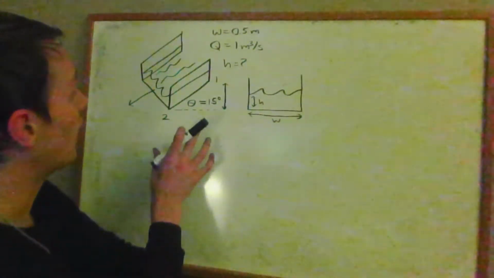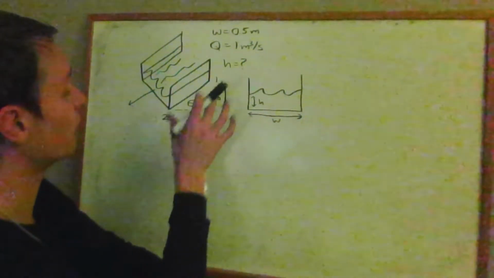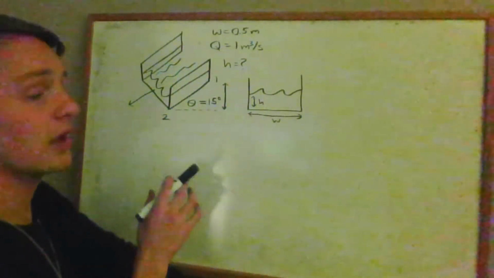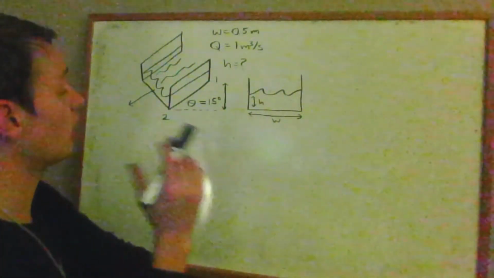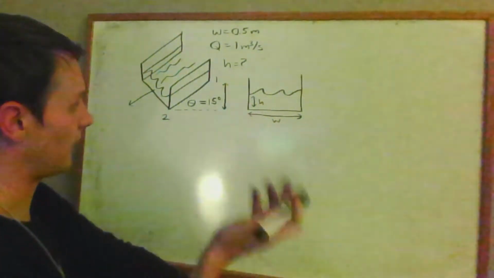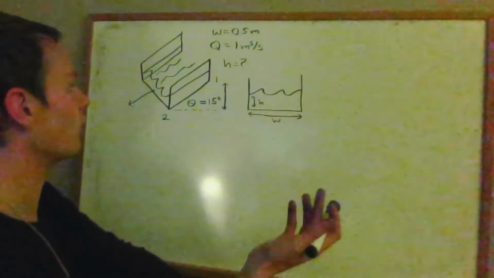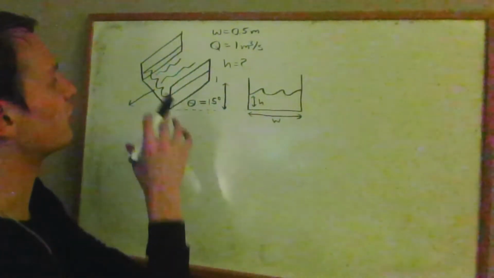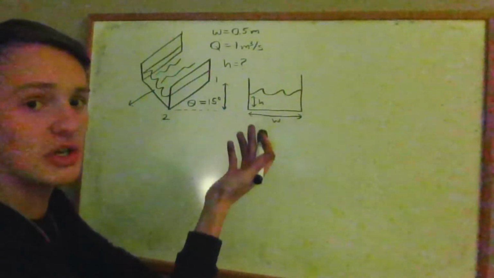On the board, I've drawn a rectangular channel in which fluid is flowing down through the channel at a volumetric flow rate Q. We're given the width, and we are also told that the channel is sloped with an angle theta with respect to the horizontal, such that fluid flows down through the channel. And we also see that this is an open channel.